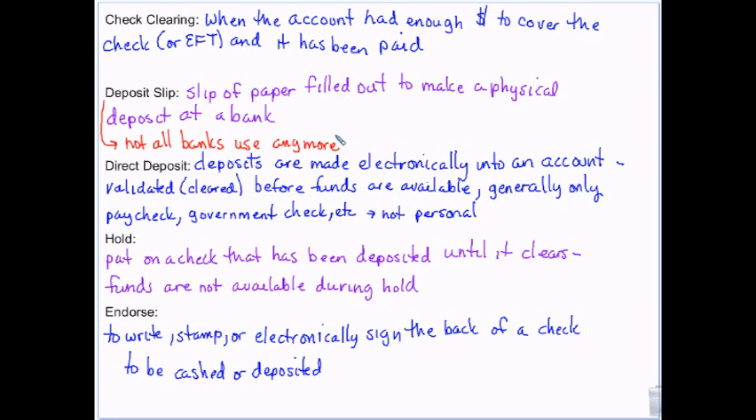But a check has to be endorsed before it can be cashed or deposited. One time I deposited a check through the ATM and I forgot to sign the back of it. The bank can't process it without that signature on the back of it, so they mailed it back to me. So you always want to be sure to endorse the back of your checks.